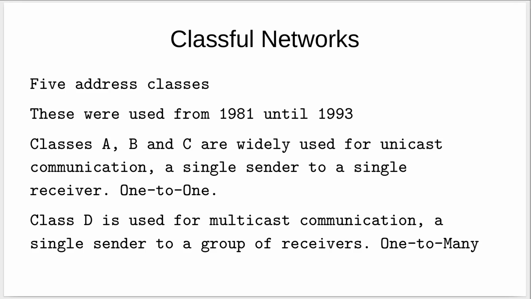The Class D address range was used for multicast transmissions. This is a single sender to a group of receivers, one-to-many. This was widely used for streaming audio and streaming video. So you could put a multicast or Class D IP address on a device and it would join a multicast group, and you could simply stream audio or video to that entire group of machines instead of having to do it on a one-to-one basis.